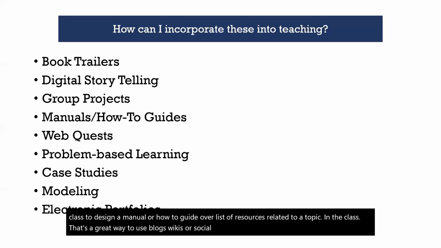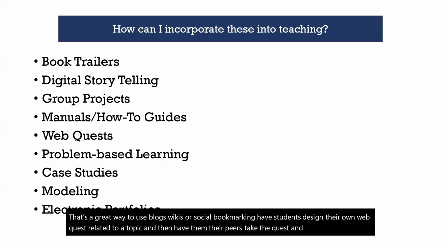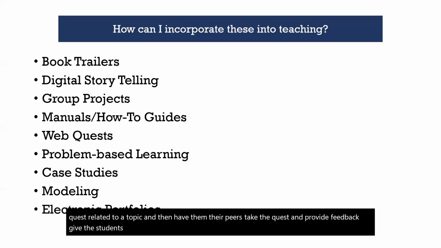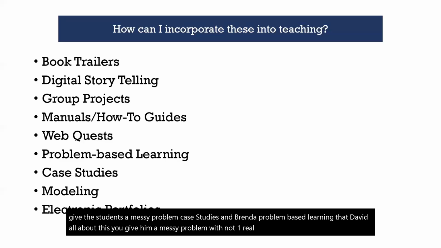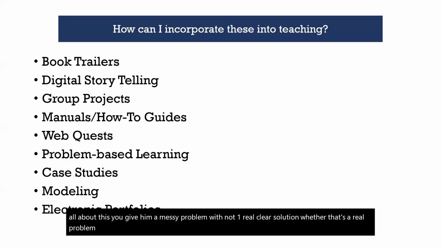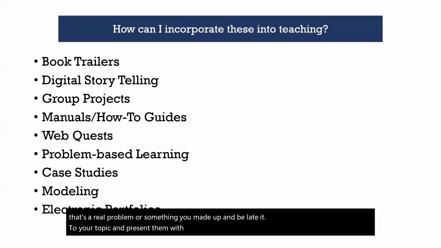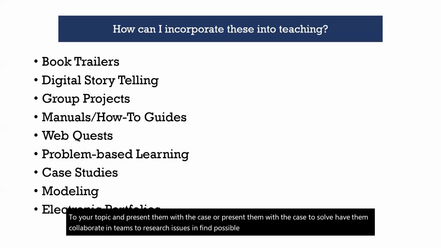Have students design their own web quest related to a topic, and then have their peers take the quest and provide feedback. Give the students a messy problem, case studies and problem-based learning. David, you know all about this. You give them a messy problem with not one real clear solution, whether that's a real problem or something you made up, and relate it to your topic and present them with a case to solve. Have them collaborate in teams to research issues and find possible solutions to a problem.